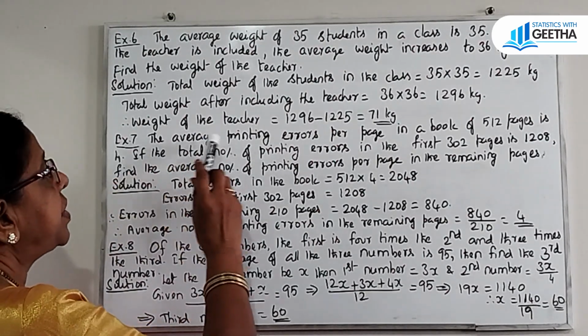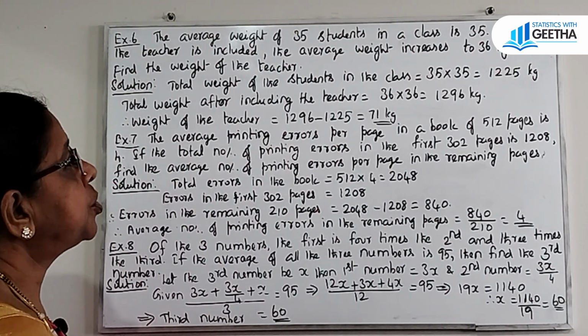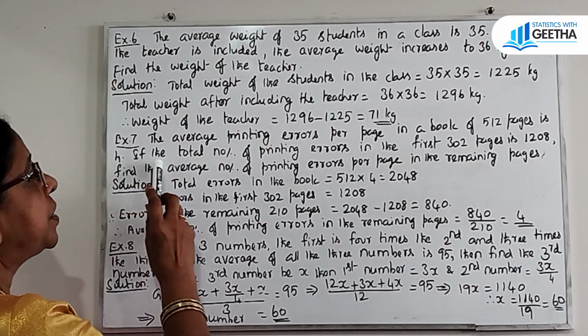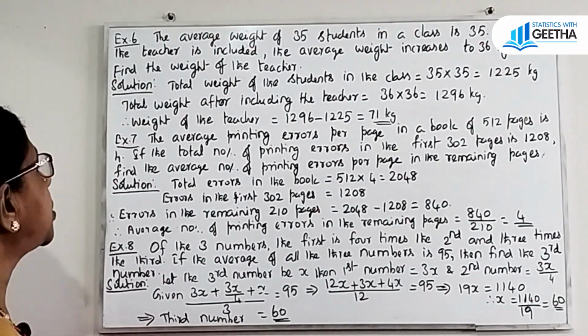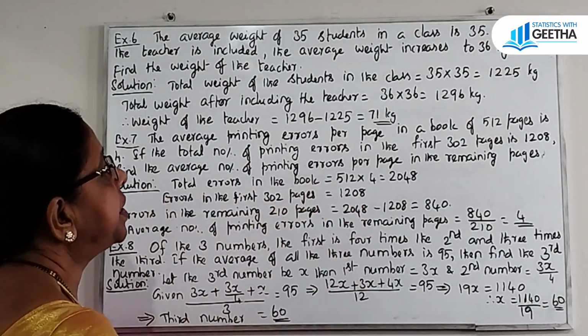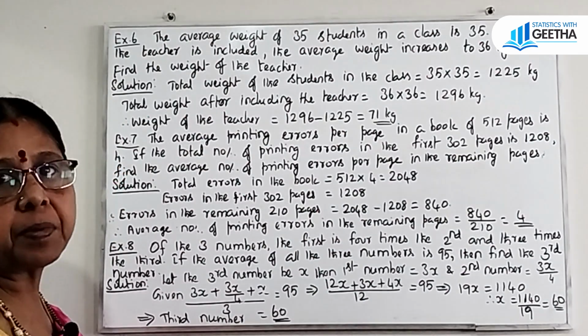Exercise number 7. The average printing errors per page in a book of 512 pages is 4. If the total number of printing errors in the first 302 pages is 1208, find the average number of printing errors per page in the remaining pages.